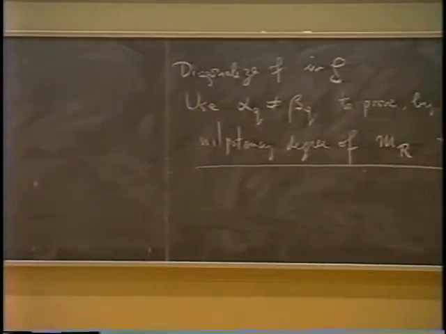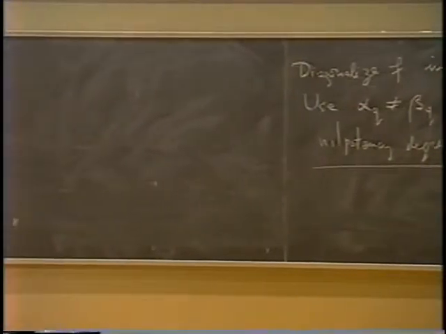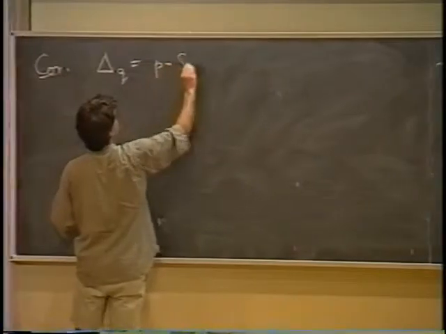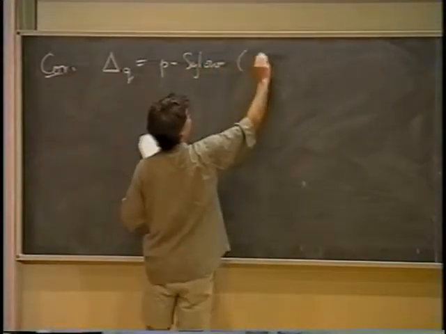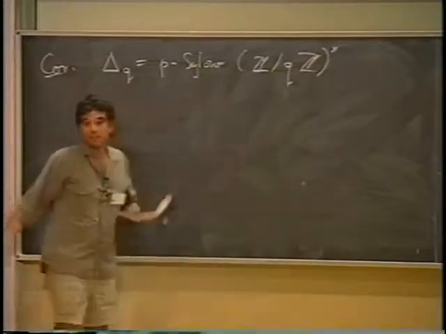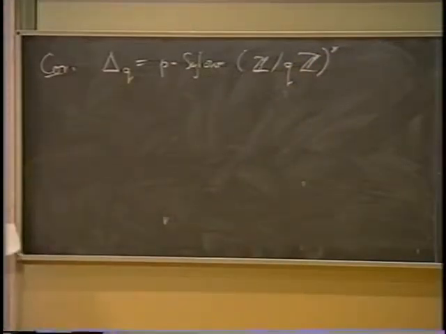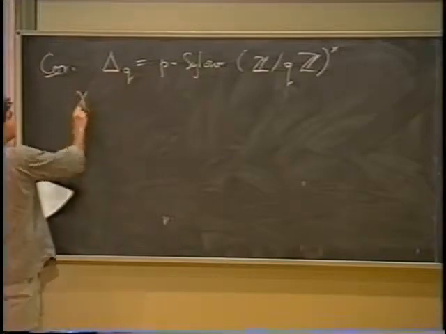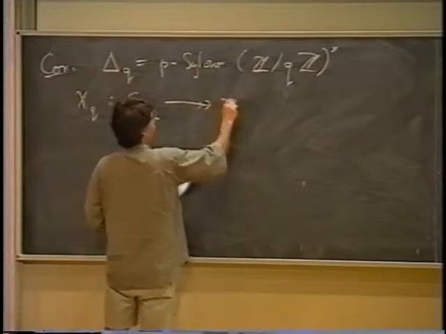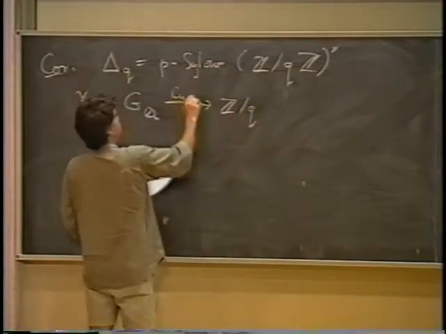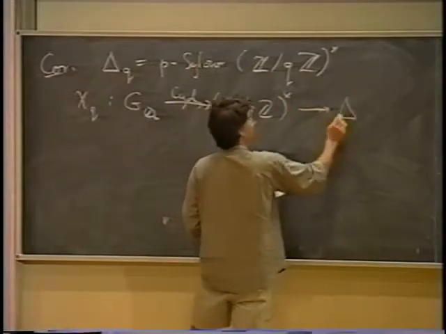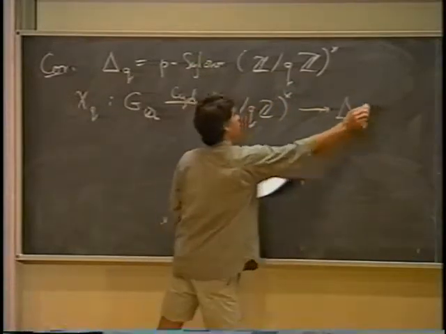So the corollary is: let delta Q be the Sylow P-subgroup of (Z/QZ)*. Now Q is 1 mod P, so that's some group. And let chi Q be the character which goes first with the cyclotomic character to (Z/QZ)*, and then project onto delta Q.